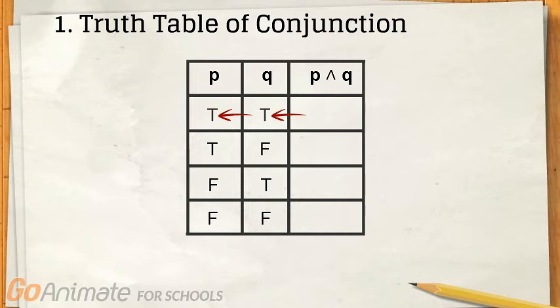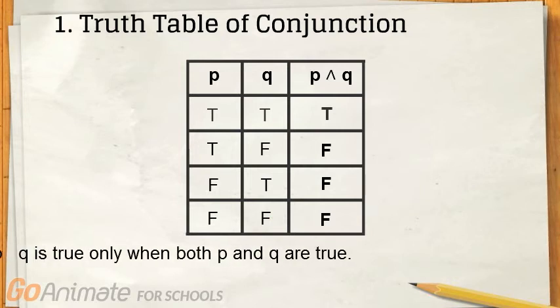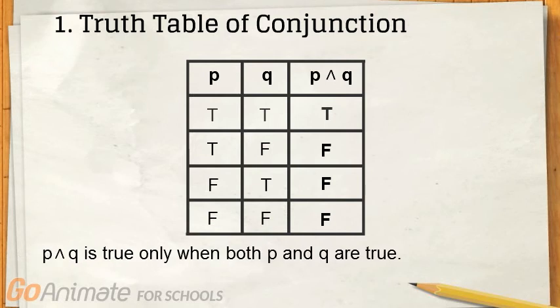When P is true and Q is true, then the conjunction for these two variables is true. When P is true and Q is false, then the conjunction will become false. When P is false and Q is true, then it will become false. When both P, Q are false, then the conjunction will become false. As you can see, we have one special case for conjunction that can be highlighted. It is when both variables P, Q are true.